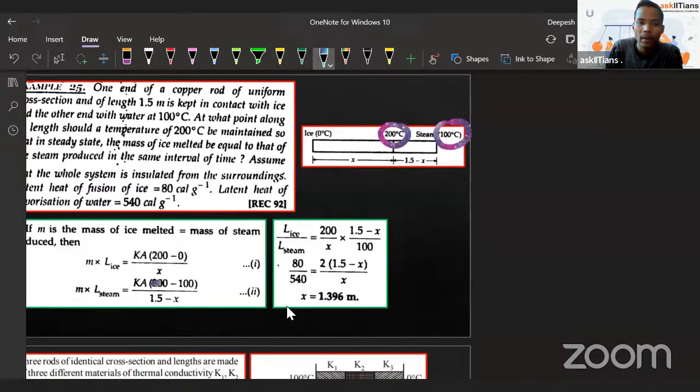Similarly, if I am talking about 200 degrees Celsius here and 100 degrees Celsius here, so 200 minus 100, 1.5 minus X. But what will you put that equal to? ML, that is the latent heat of steam. Fine. Now, the last thing: when you take the ratio, the value of X will come out to be 1.396 meters. That's it. The value of X will be very easily found, and that's it.